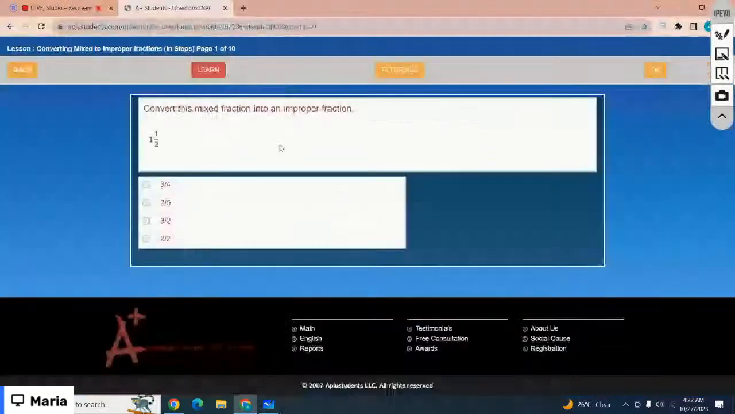Okay, mixed fraction to an improper fraction. So which is the condition? How do you convert?